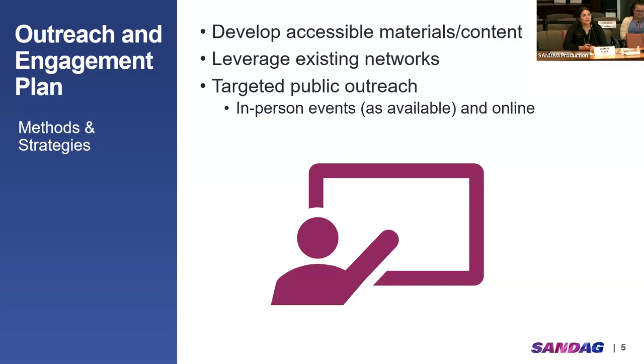So some of our methods for targeted public outreach are to attend in-person events as available. And as I mentioned at the beginning, we're in the process of planning that first outreach event. It's in a couple of weeks on October 14th. It'll be EV Day here in San Diego at Snapdragon, if anyone is interested. We'll have a booth there, and we're planning to share about this program and see what kind of early feedback we can get.